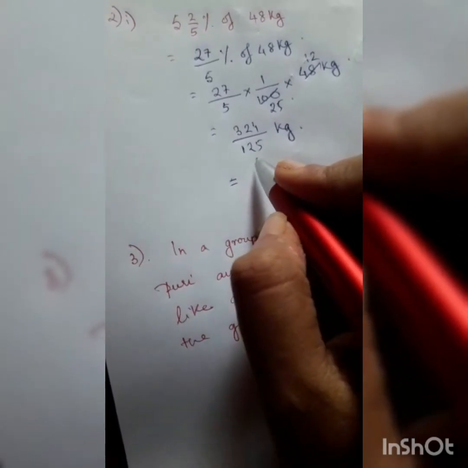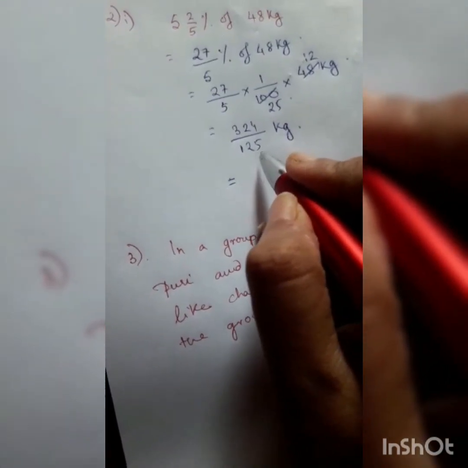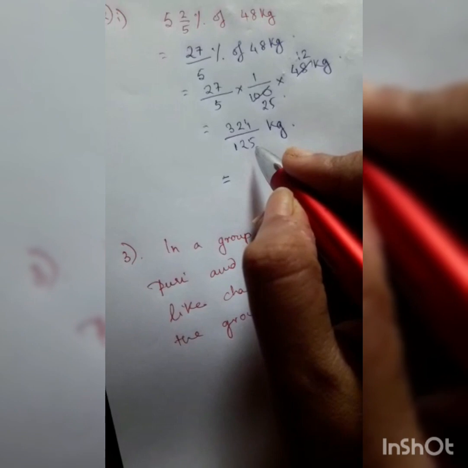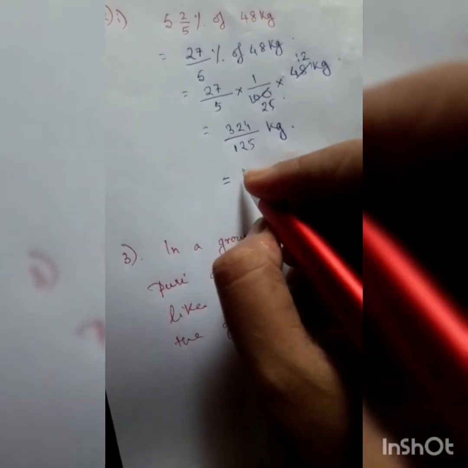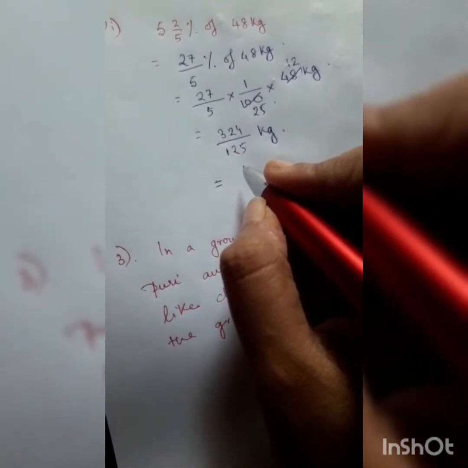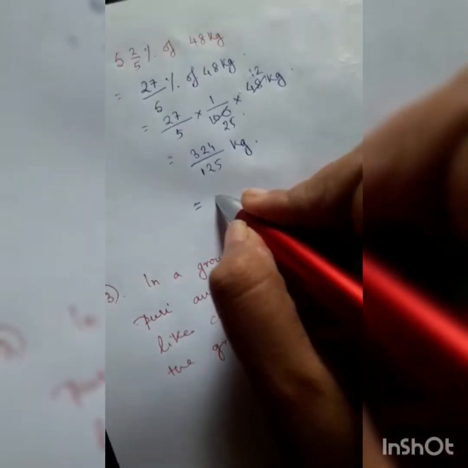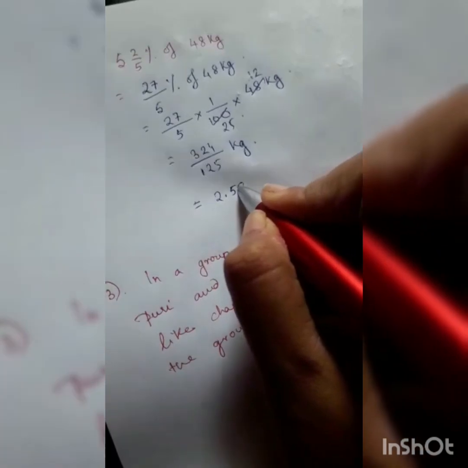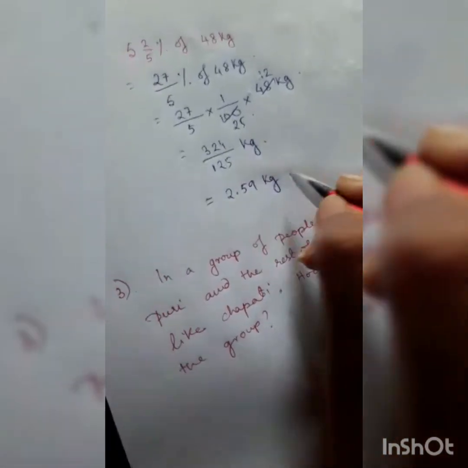Now my final answer can either be in mixed fraction form or in decimal form. So if I change it to decimal form, I am going to get approximately 2.59 kg.